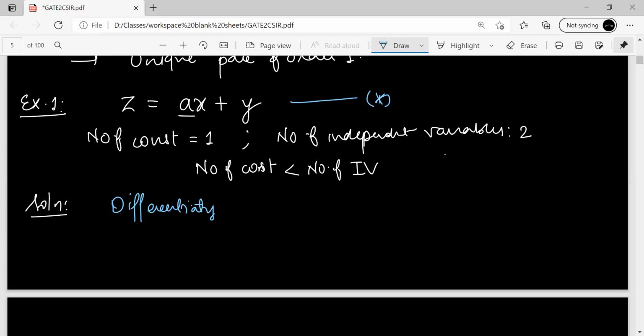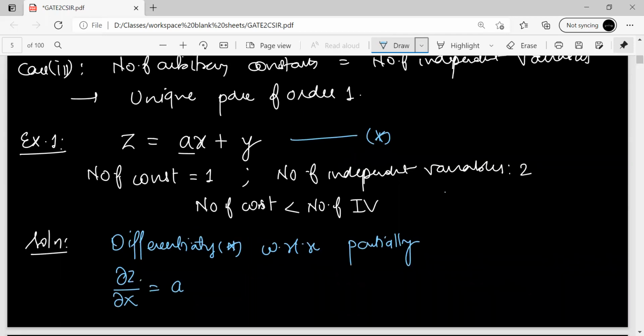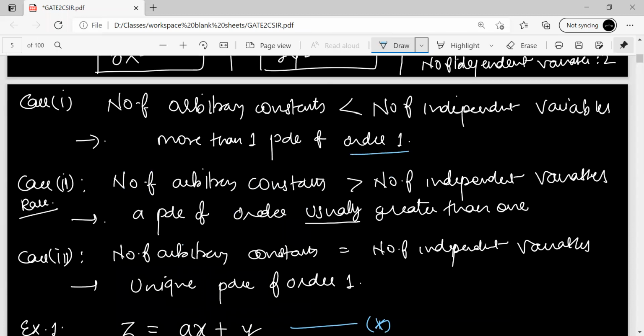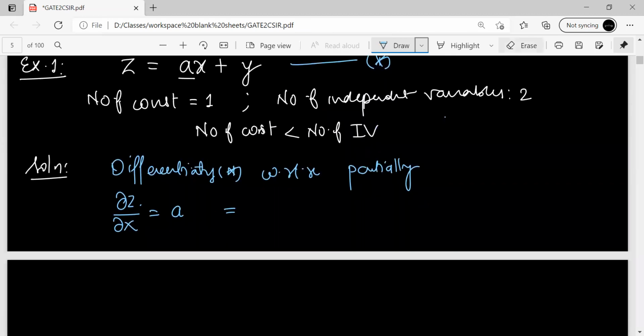Mark this equation with a star, and differentiate star with respect to x partially. So I'll be getting del z over del x equal to simply a, and this will be gone. See, in a partial differential equation there is no constant, and this is not yet a partial differential equation because here I have a constant. So I have to remove this. I could differentiate one more time, but again I'll be getting 0, and this will disqualify the criteria of order 1, because indeed we need a PD of order 1 only.